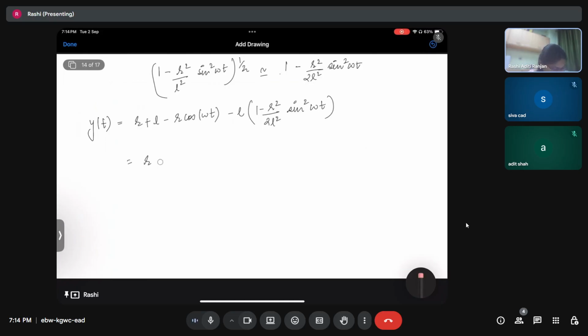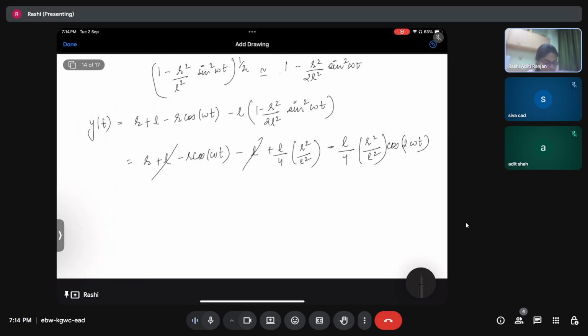And we can just let it be. Okay, let us just write as of now. R plus L minus R cos of omega t minus L. And then over here, what are we going to get? We are going to get plus L by 4 R square by L square into, not into, minus L by 4 R square by L square cos twice of omega t.